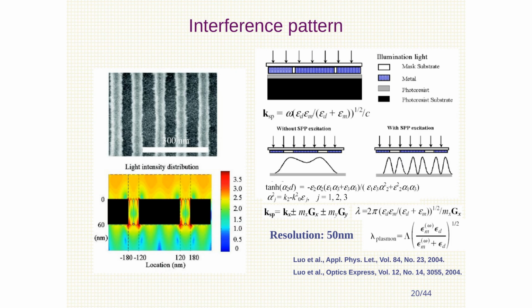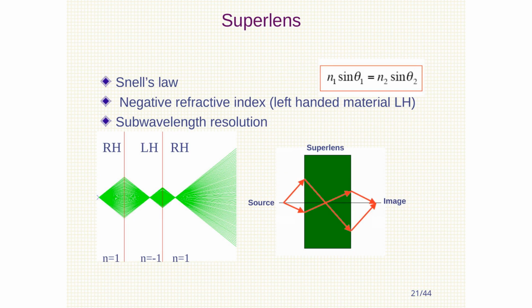Superlenses leverage negative refractive index materials, defying Snell's law to achieve subwavelength resolution. These left-handed materials, LH, enable imaging beyond conventional limits. With refractive indices of N<-1, they contrast with right-handed materials, RH, where N>1, allowing unprecedented source-to-image fidelity. This technology revolutionizes optical imaging, offering new possibilities in fields requiring high precision.